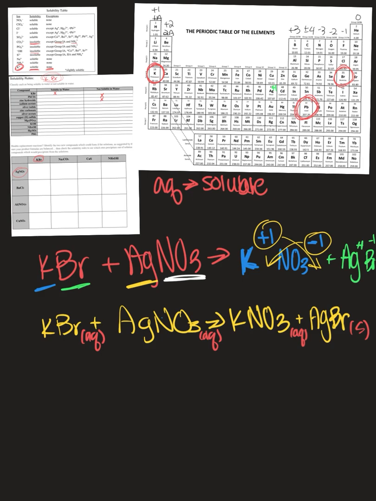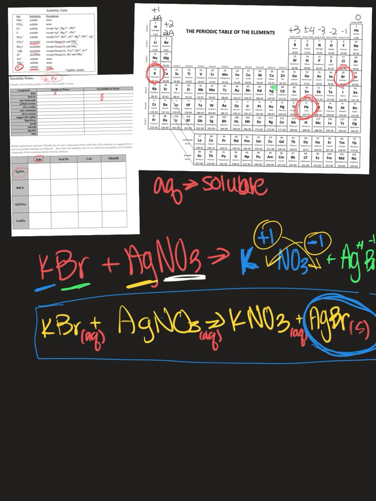Now our directions tell us to circle. What does it say to do? Circle the formulas for the precipitate. Okay, so we need to circle AgBr because that is our solid. All right, let's do another one. So do we put that in this box? Correct. Put the final formula and the state symbols in the box.